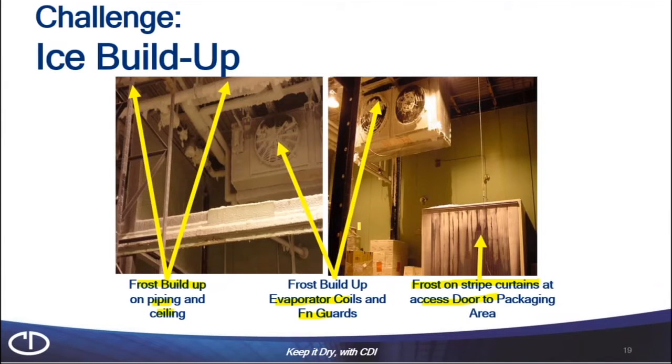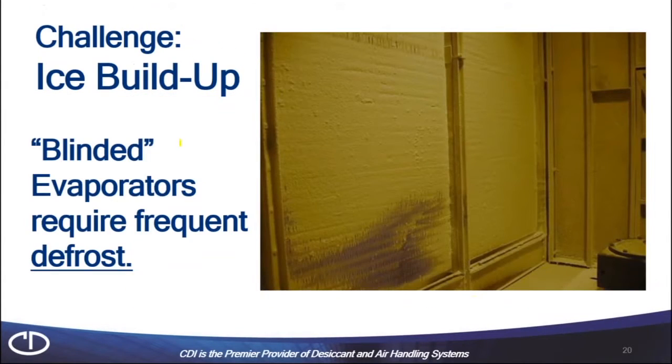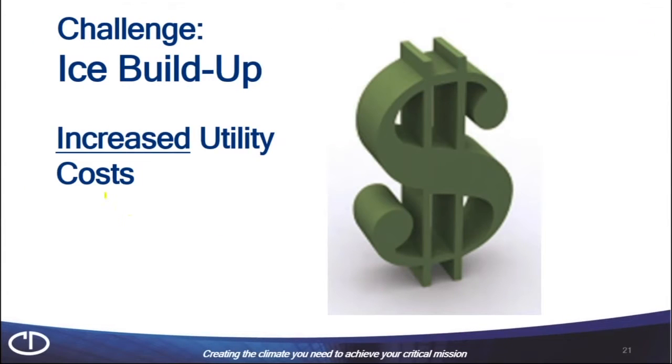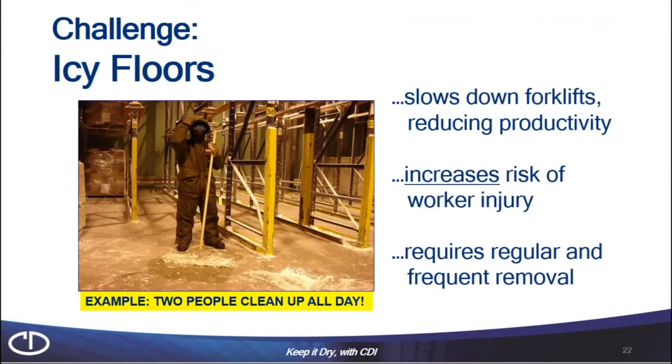Ice buildup, obviously, on our evaporators is going to now require frequent defrost. How do we keep that evaporator doing its job? Well, we have to defrost it. So the point is, with ice buildup, with frost on our coils, that's going to increase our utility costs as we put heat back on that coil just after we tried to take the heat out of the room. We've also even seen this, where this particular manufacturer had 2 people all day long just to clean up the room. So obviously that's going to slow down some production.